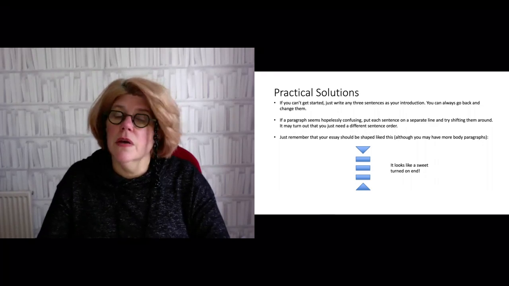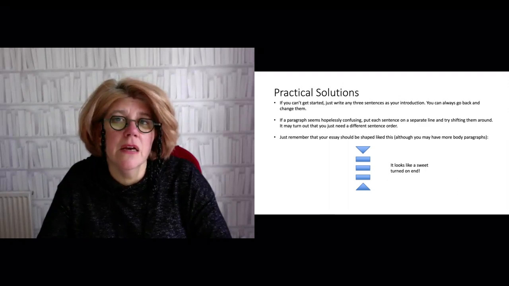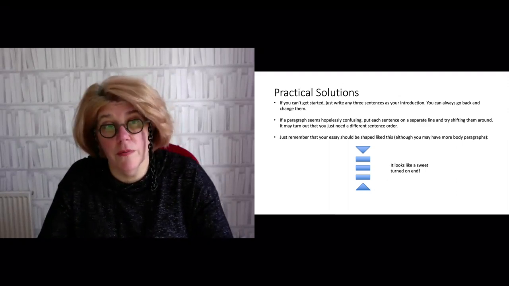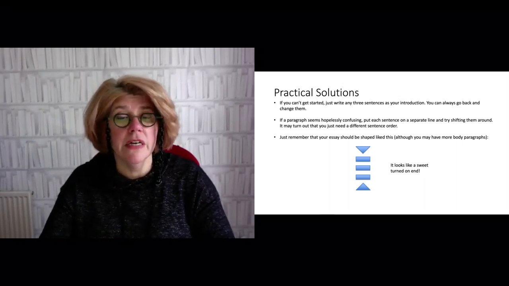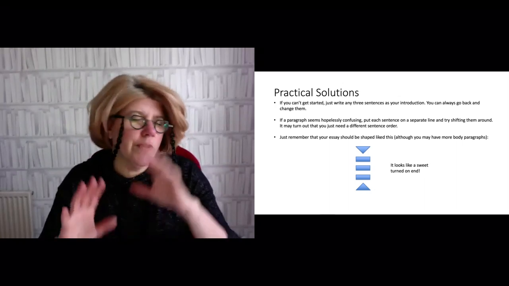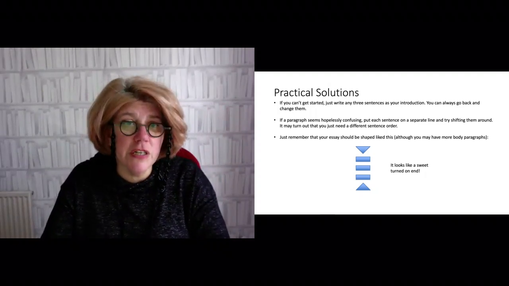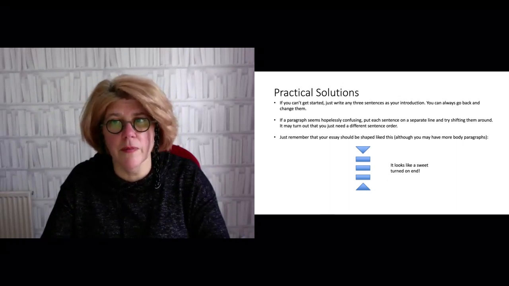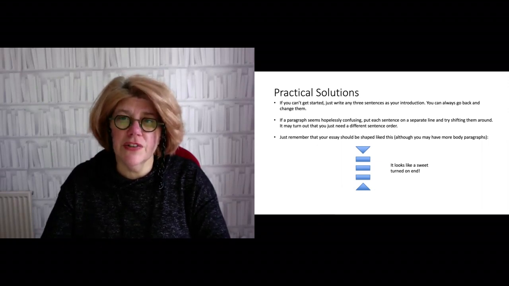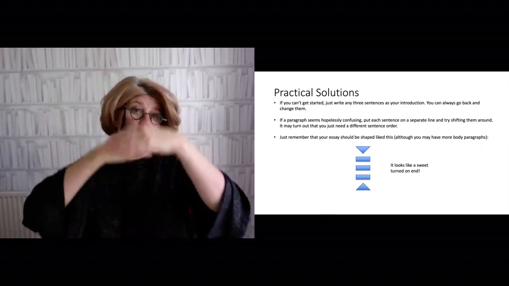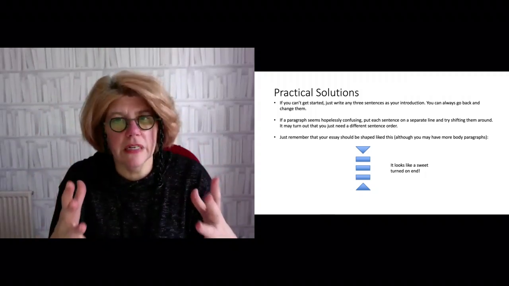Practical solutions. If you can't get started, and this is always a huge problem for me, I just can't see my way in, so I stare at the computer screen, or in my case, a sheet of paper, with no idea of how to get to the essay that I actually want to write. If that happens, just write any three sloppy sentences as an introduction. You can always go back and change them. Remember, revision is probably the most important part of the writing process. If a paragraph seems hopelessly confusing, put each sentence on a separate line and then try shifting their order around. It may turn out that you just need a different sentence order, and I can't tell you how many times that has worked for me.